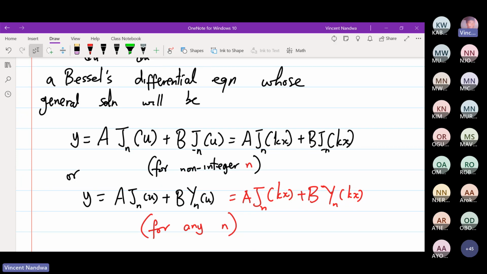So that's what we do. When the question is not given in the Bessel form, you can always change it.